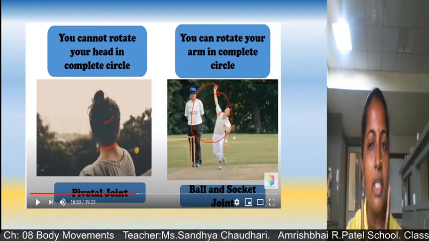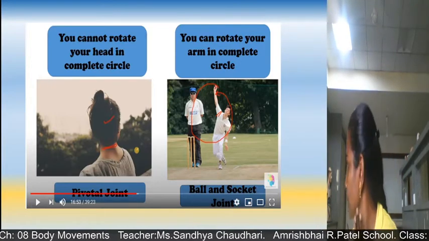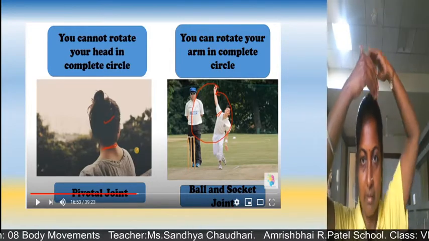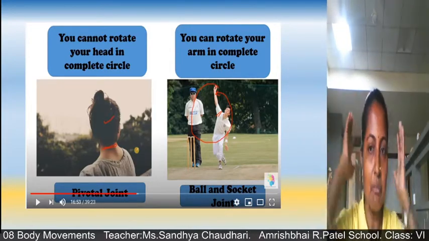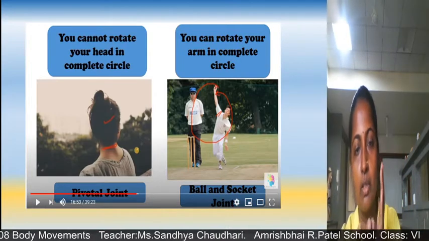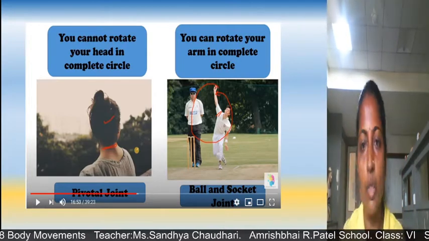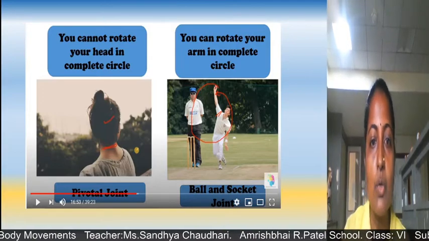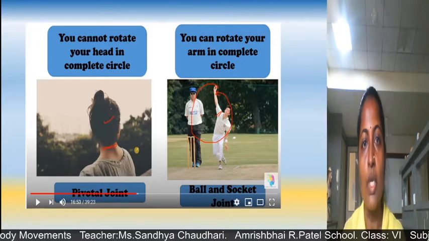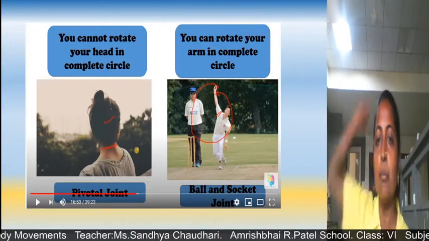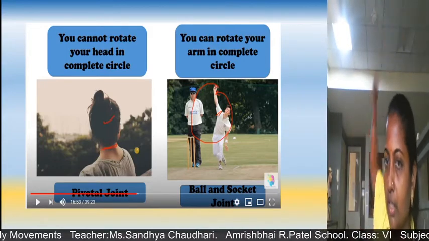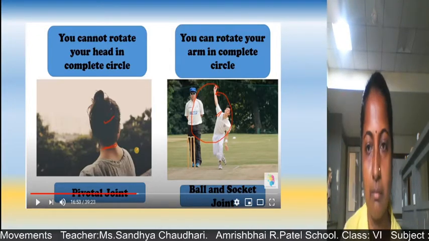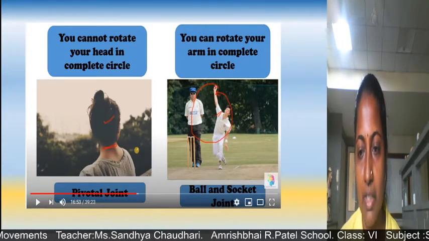So I can rotate up till this limit and up till this limit, but if I want to rotate this whole face towards back, like the backside totally should come towards front, it is not possible. Okay, so that is a limitation, and that is the difference between pivotal joint and ball and socket joint. In a ball and socket joint, you can rotate your arm completely. But you cannot rotate your neck completely in a circle.